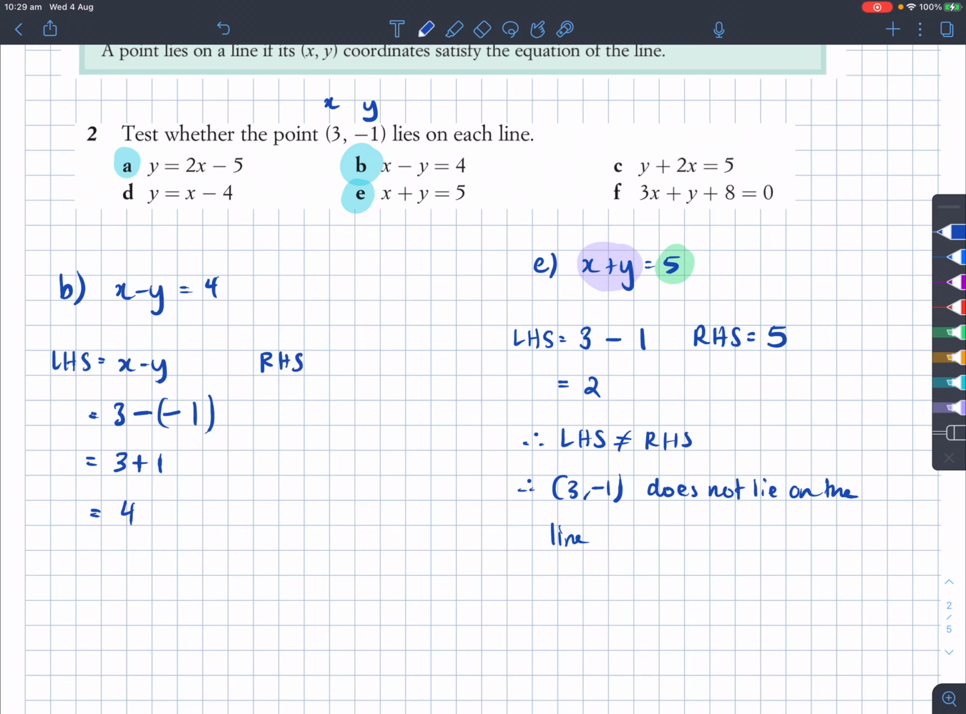And what do you notice with the right-hand side of this equation? It is also 4. So we can say now that, therefore, the left-hand side equals the right-hand side. And also, since they are the same numbers, we can now say that the point (3, -1) lies on the line. Right, pause the screen because I'm going to move on again.